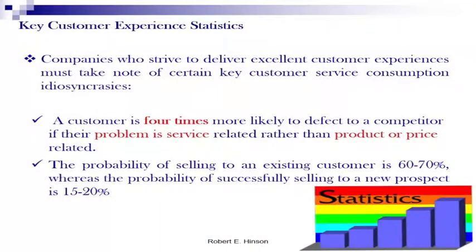So let's look at a few customer experience statistics. A customer is 4 times more likely to defect to a competitor if their problem is service related rather than product or price related. And the probability of selling to an existing customer is 60 to 70%, whereas the probability of successful selling to a new prospect is 15 to 20%.